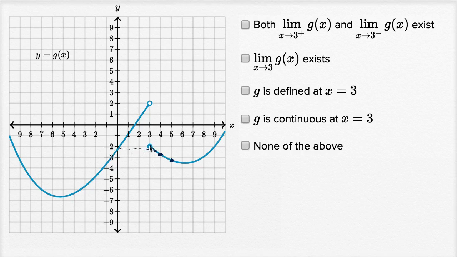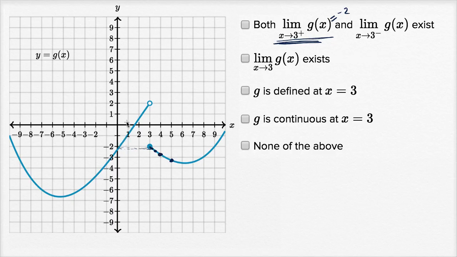g of 3.01 is even closer to -2. So it looks like this limit right over here, oh, I'm circling the wrong one. It looks like this limit exists, and in fact, it looks like it is approaching -2. So this right over here is equal to -2, the limit of g of x as x approaches 3 from the right-hand side. And now let's think about it from the left-hand side.